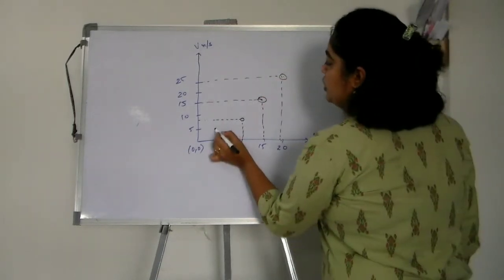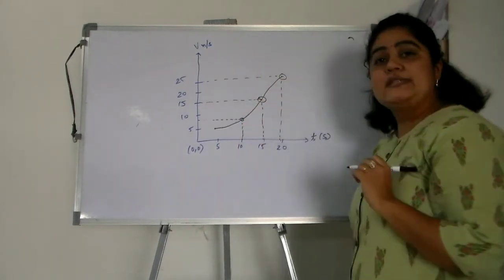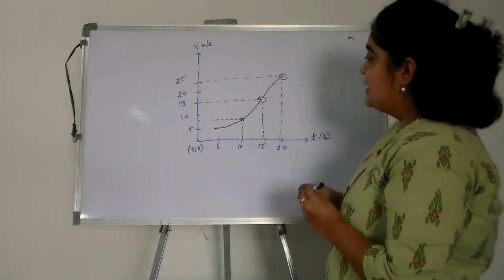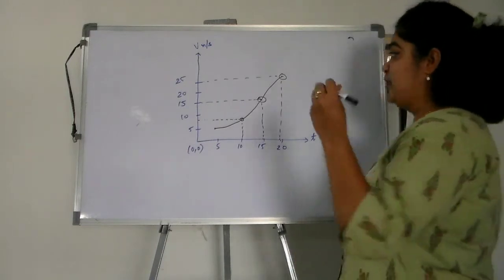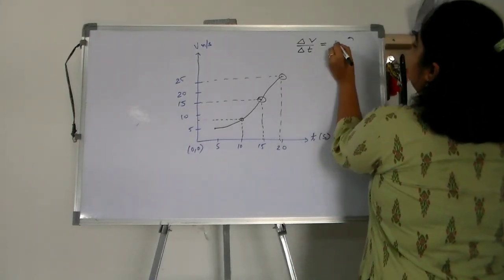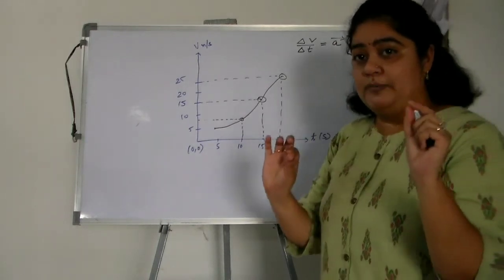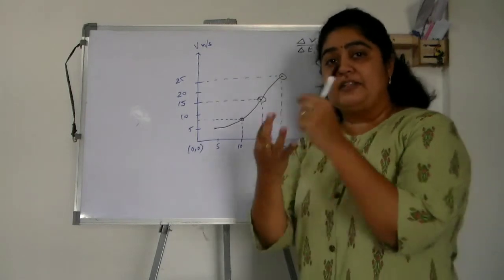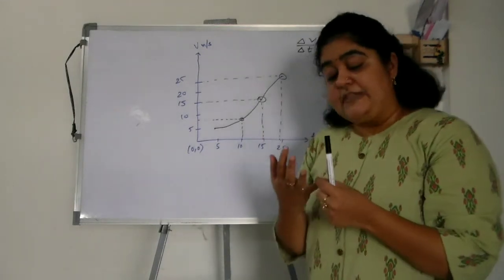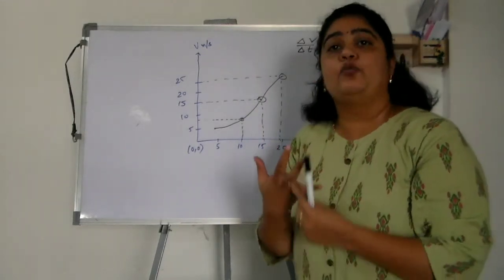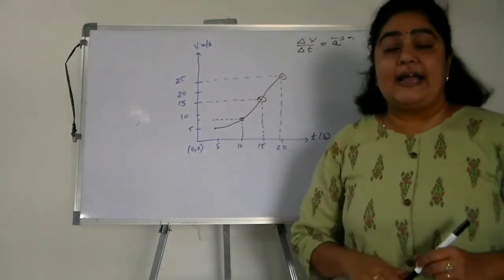Now if you join this line, it is going like this. You can see it is not a straight line. That means the velocity is changing at every point. If there is a change in velocity, change is denoted by delta, and it is nothing but acceleration. Is that clear? We have always said that if there is a change in distance with respect to change in time, what we get is velocity. If there is a change in velocity with respect to time, what we get is acceleration. So this is the graph of acceleration.